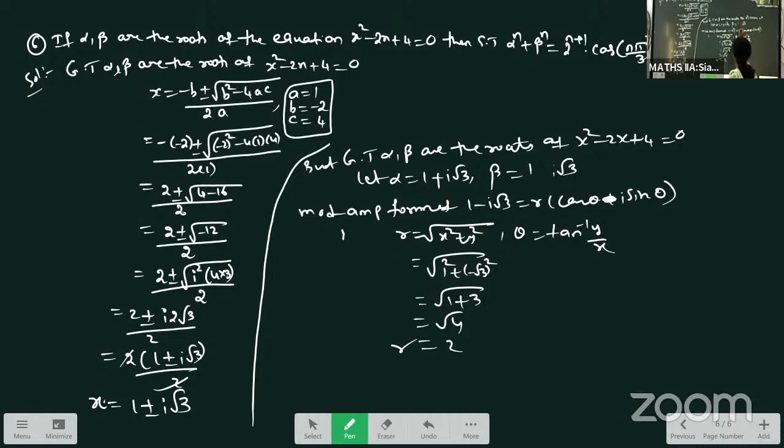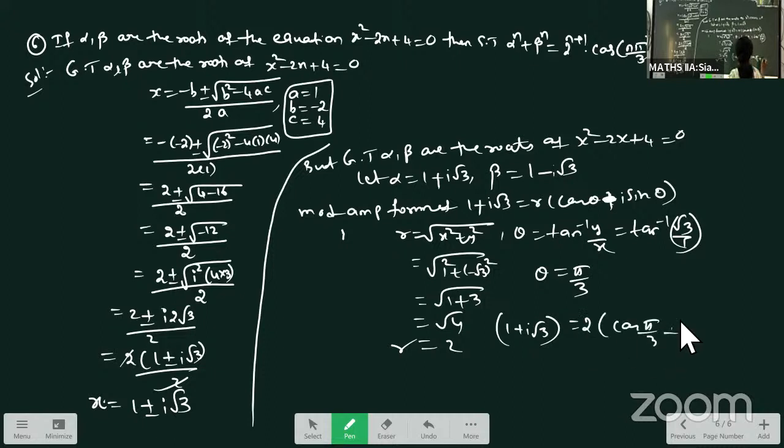1 minus i root 3. Now the mod amplitude form of this becomes... theta is tan inverse y by x. Tan inverse y is root 3 by 1, so tan inverse root 3. Tan of which angle is root 3? Tan 60 degrees. 60 degrees can be written as pi by 3. Therefore, what is the mod amplitude form? 1 plus i root 3 is equal to 2 into cos pi by 3 plus i sin pi by 3.